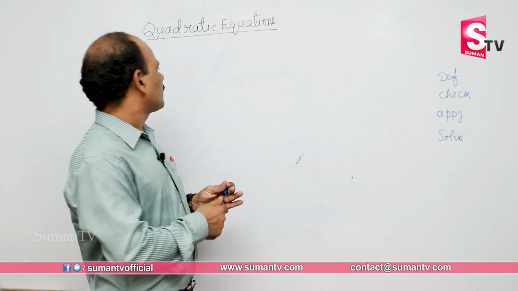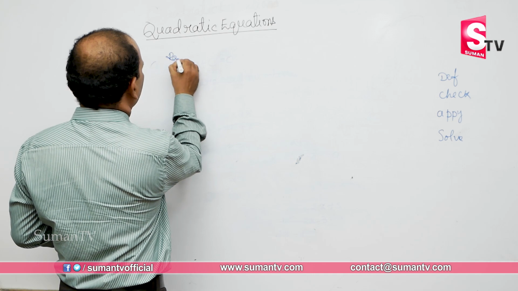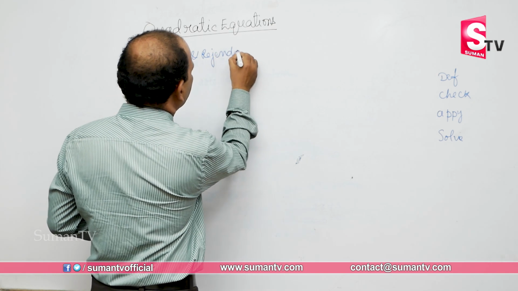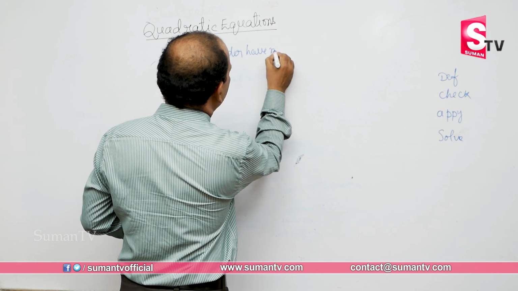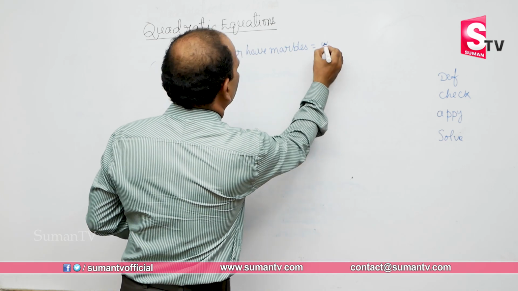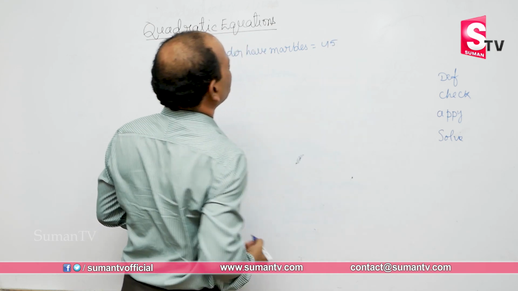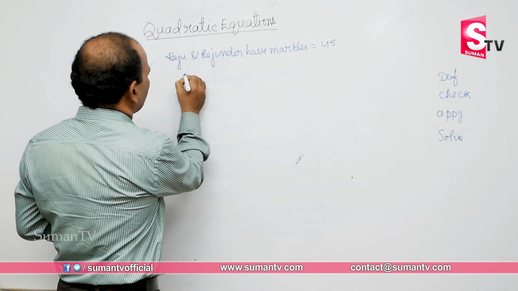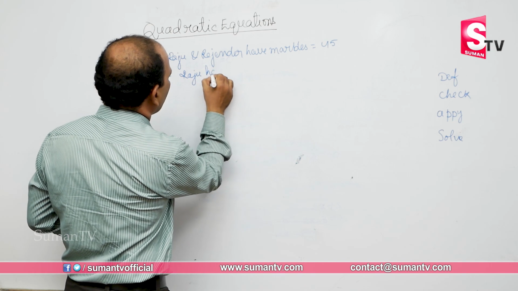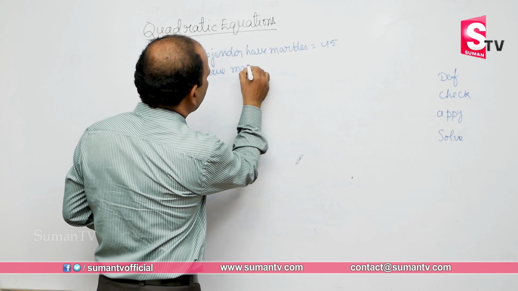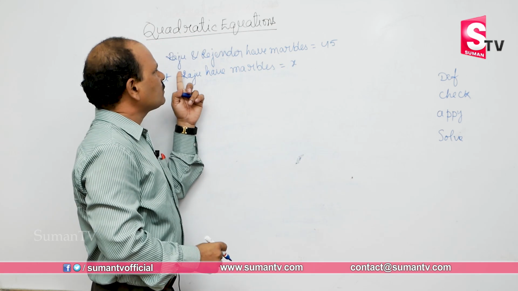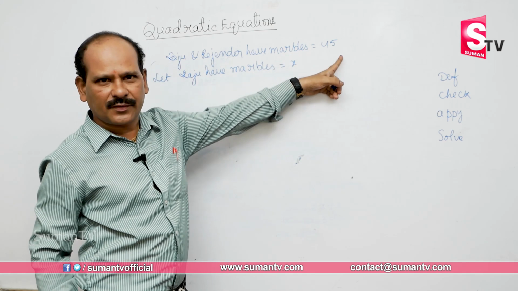Question, listen once again. Raju and Rajender together have 45 marbles. Okay, now let us check. Let Raju have marbles equal to X. Let us assume Raju has X marbles, and both of them together have 45 marbles.